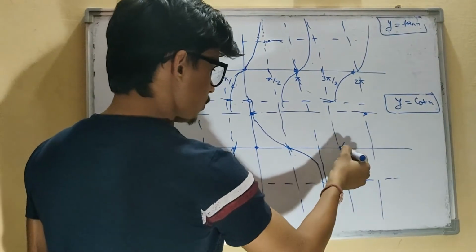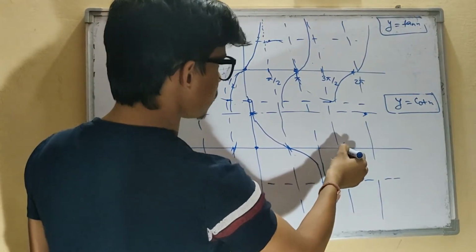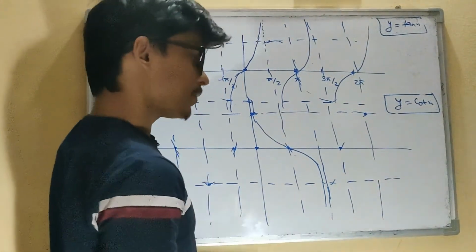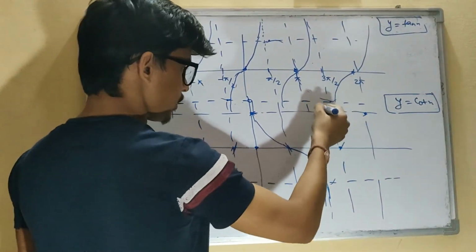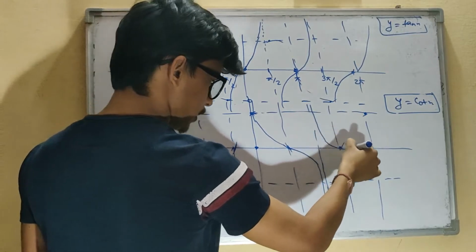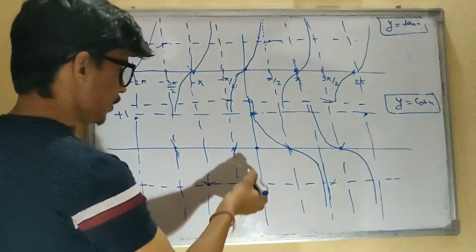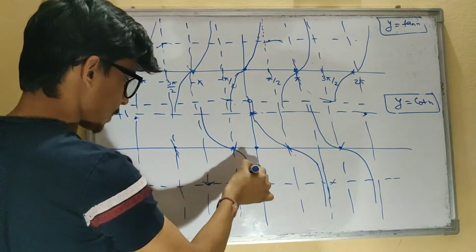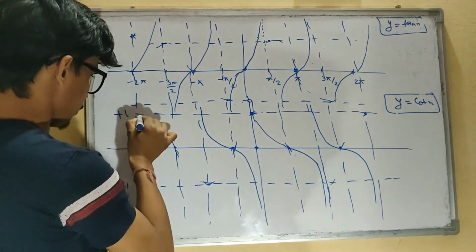Now similarly for this also. Here it is 3 pi by 2. Cot 3 pi by 2 is 0. The graph is like this, and similarly for here also the graph is like this, and similarly for here also.